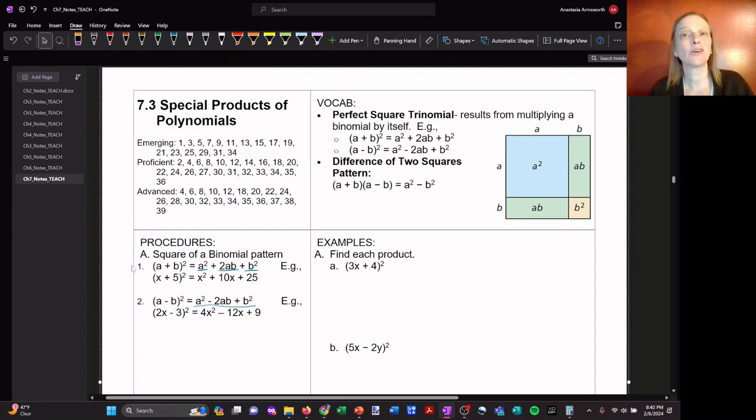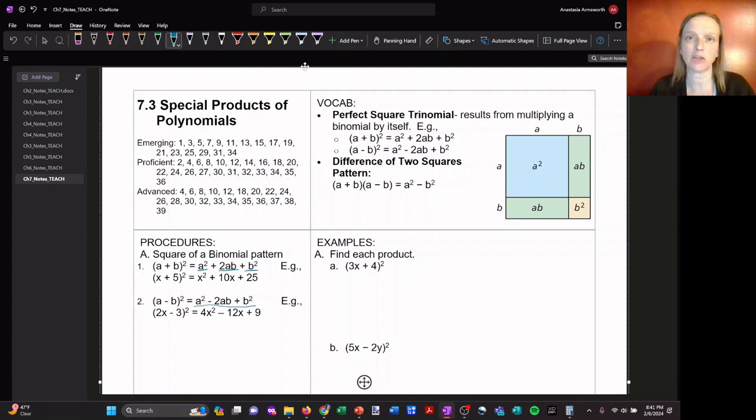Hi, folks. Today we're going to learn about special products of polynomials. All the problems we see today can be solved using the exact same method we learned in the last section, where you use FOIL, the distributive property, to just multiply two binomials together.